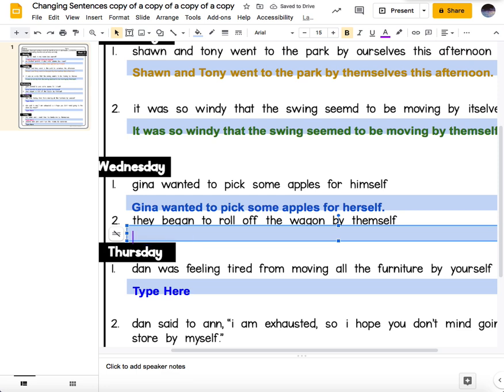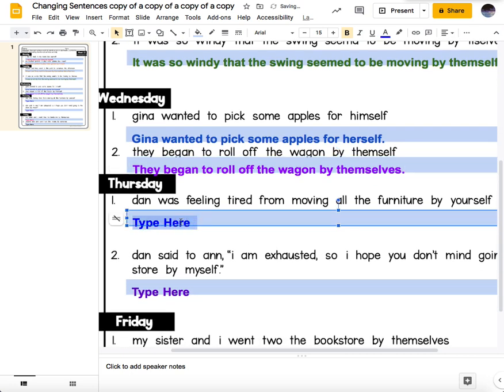So let's look. They... I forgot, and T has to be capitalized. They began to roll off the wagon by themselves or themselves? Yes, themselves. Themselves and period. Woohoo, everyone, we made it to Thursday. Alright, let's look.